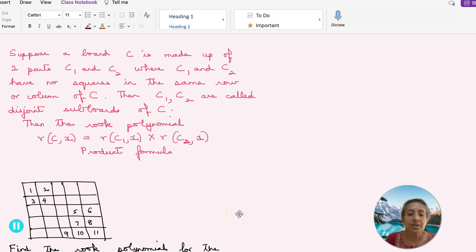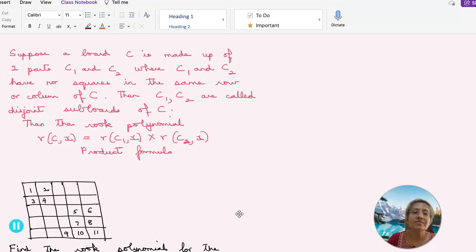So welcome to this lesson on Rook Polynomials Part 3. Here you learn the product formula and how to apply it in calculating Rook Polynomials. Also learn a formula to find arrangements with forbidden positions and how to apply Rook Polynomials in this case.